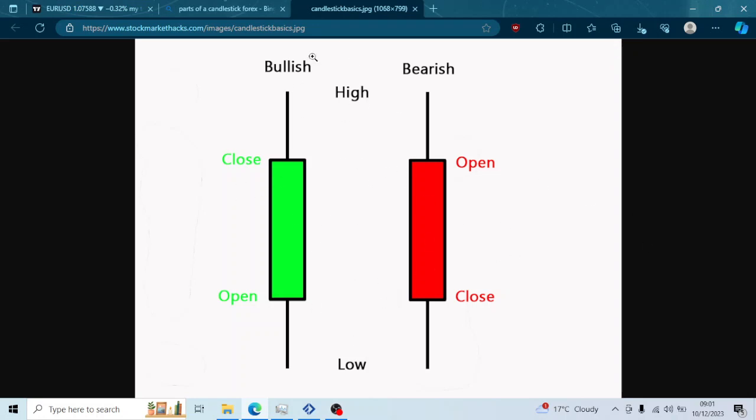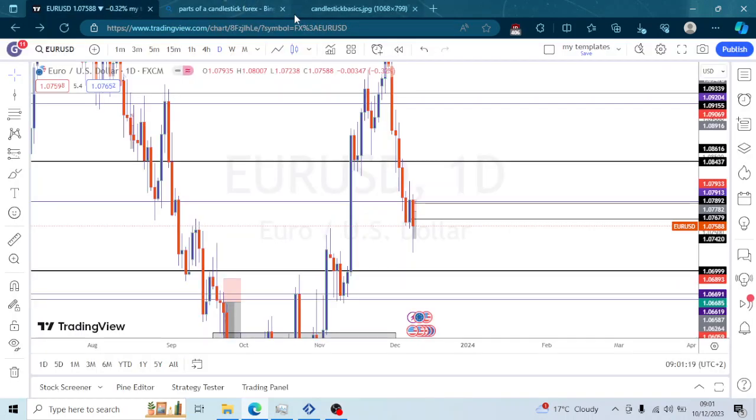Now you understand the structure of a candlestick. There's an open, there's a close, then there are the two tails, right? Where there's the high and then there's the low. The two tails or the two wicks. We call them a wick, right? But for the sake of making things understandable and basic, we're gonna call them tails.